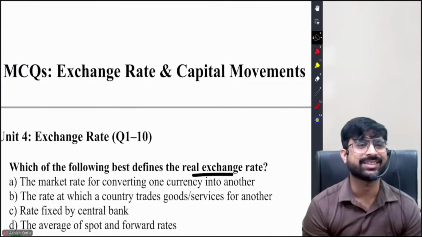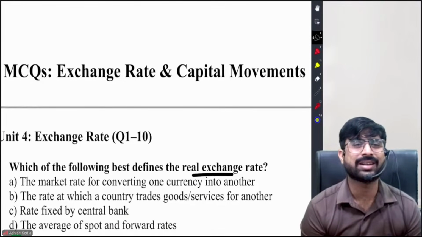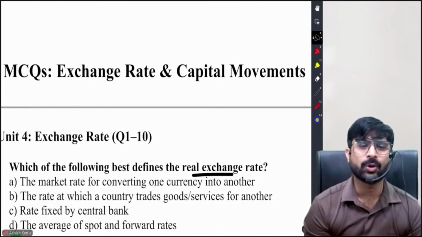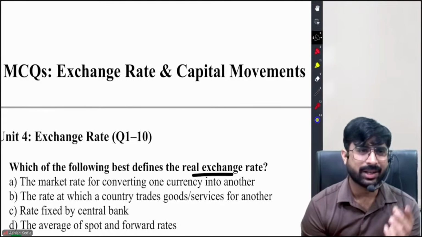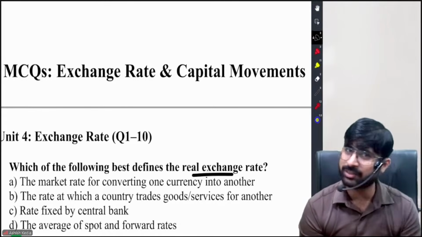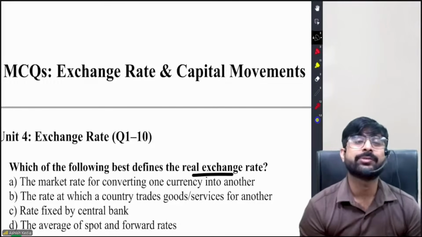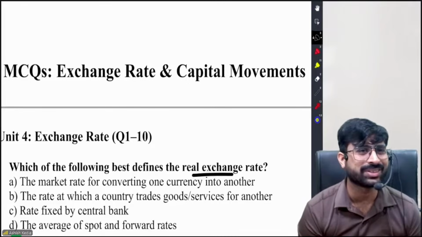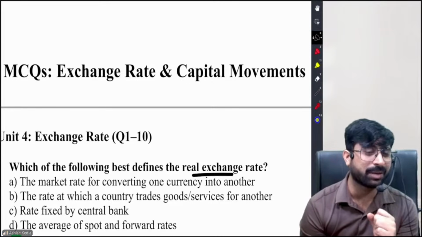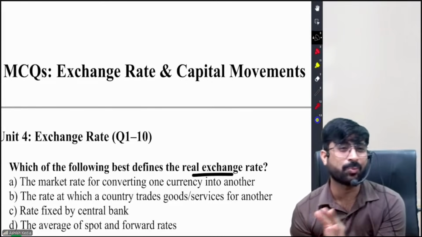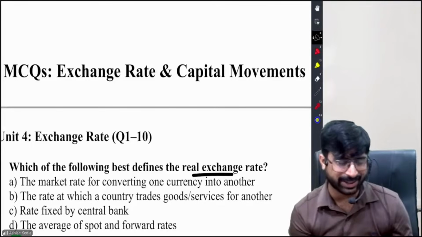Which of the following best defines the real exchange rate system? What is the real exchange rate? You all know it is the nominal rate, number one, adjusted with inflation, and number two, it compares the relative price of two goods, right? Like I gave the example, one USA computer was 1.25 Indian computers. You remember that day?